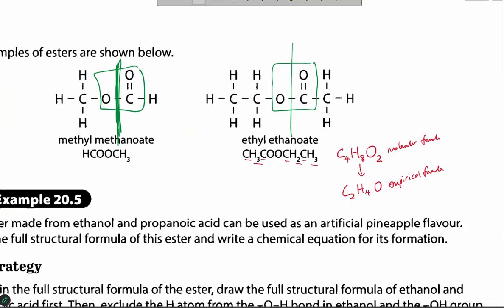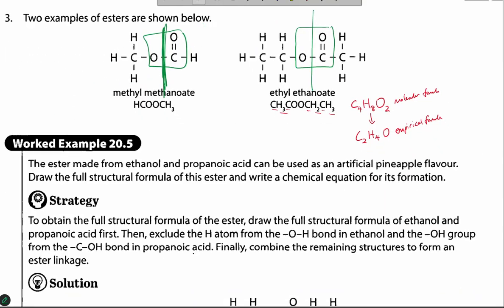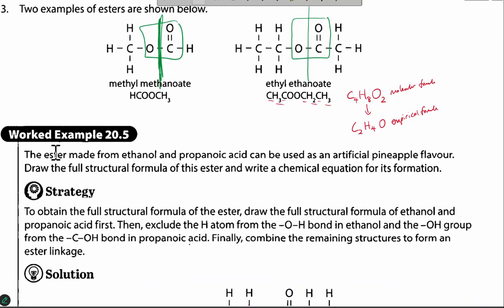Alright, let's move on. Okay, let's look at this word example. Ester made from ethanol and propanoic acid. Always underline the name. In fact, at one look, I know the name of the ester, right? The ester is going to be ethyl propanoate. Okay, it's very interesting. You see, it can make artificial pineapple flavor. Now, really, you know that ice cream made of this flavoring is just ice and some flavoring ester, and then some coloring that makes it yellow.